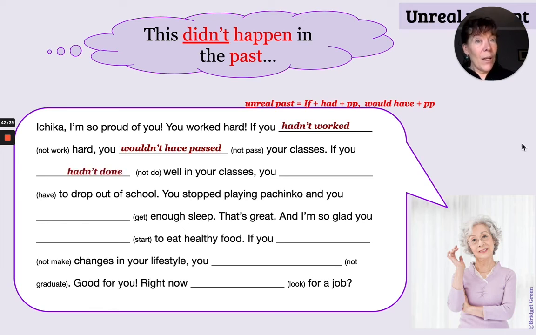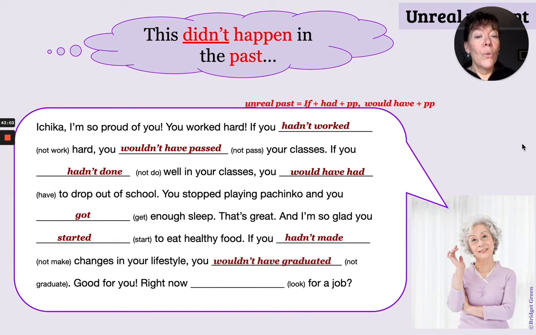If you hadn't done well in your classes, you would have had to drop out of school. But you stopped playing pachinko and you got enough sleep. That's great. I'm so glad you started to eat healthy food. These are in the past tense because there's no if here. Be careful. Now, if you hadn't made changes in your lifestyle, you wouldn't have graduated. Right now, are you looking for a job? Right now tells you it's going to be the present continuous.